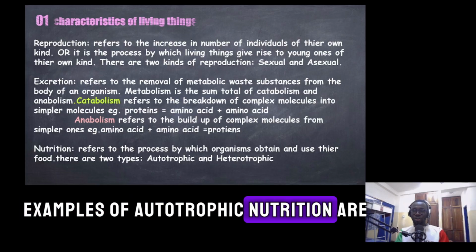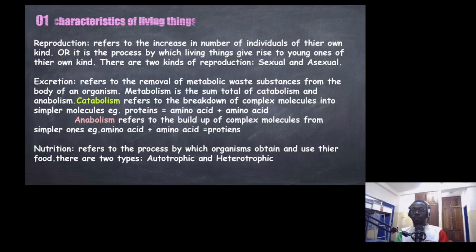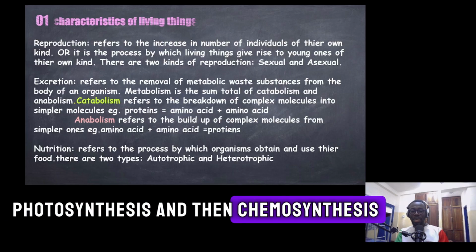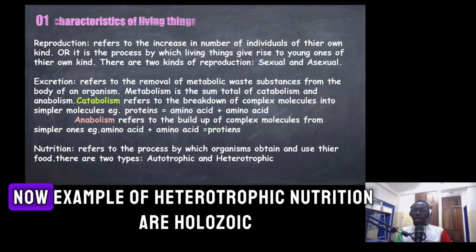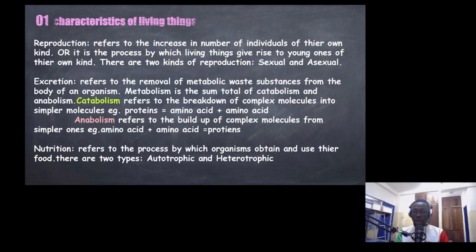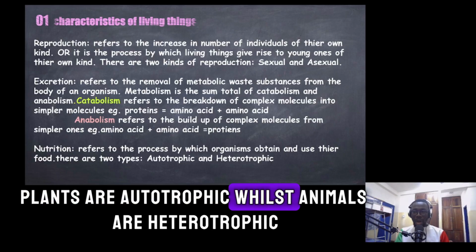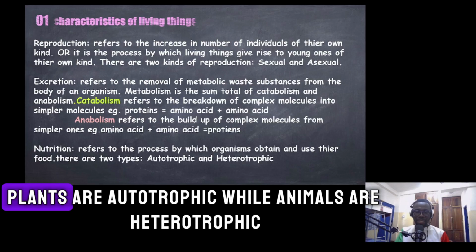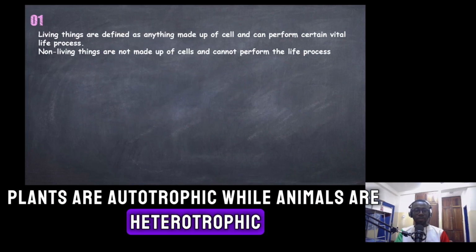Examples of autotrophic nutrition are photosynthesis and then chemosynthesis. Now, examples of heterotrophic nutrition are holozoic, saprophytism, parasitism, and so on and so forth. Plants are autotrophic, whilst animals are heterotrophic.